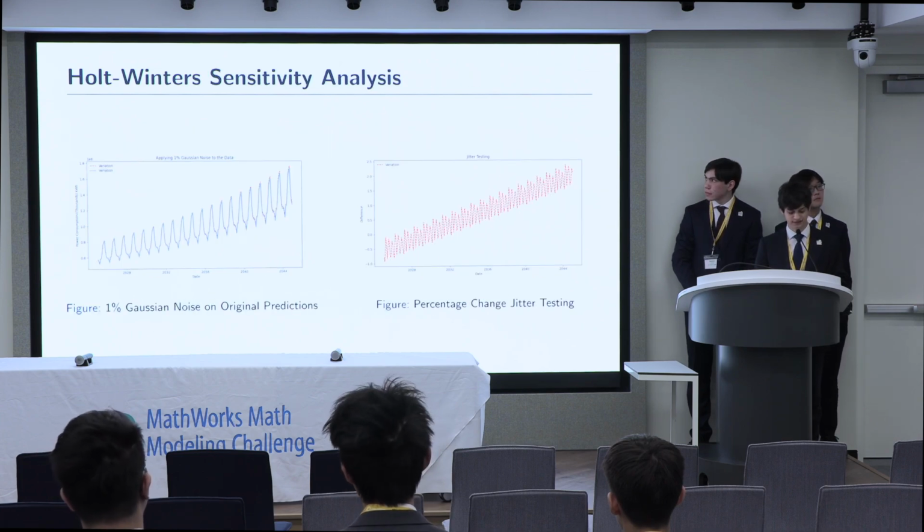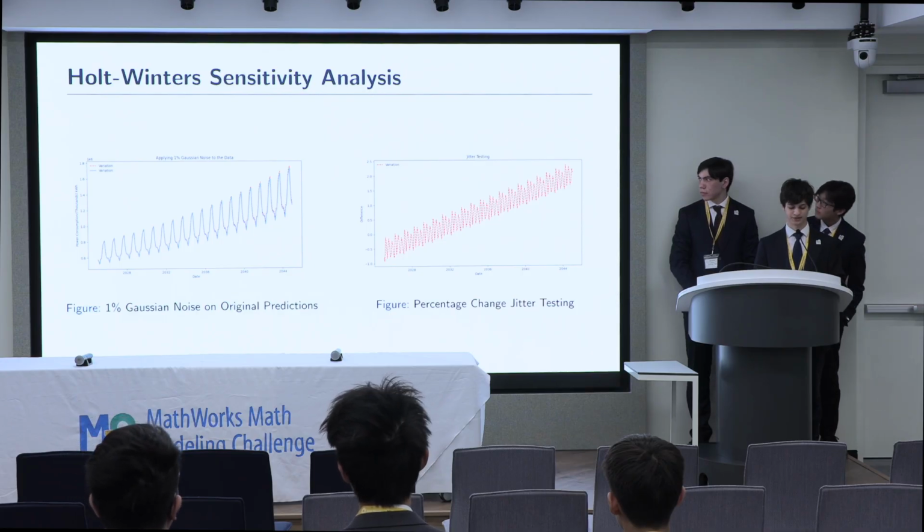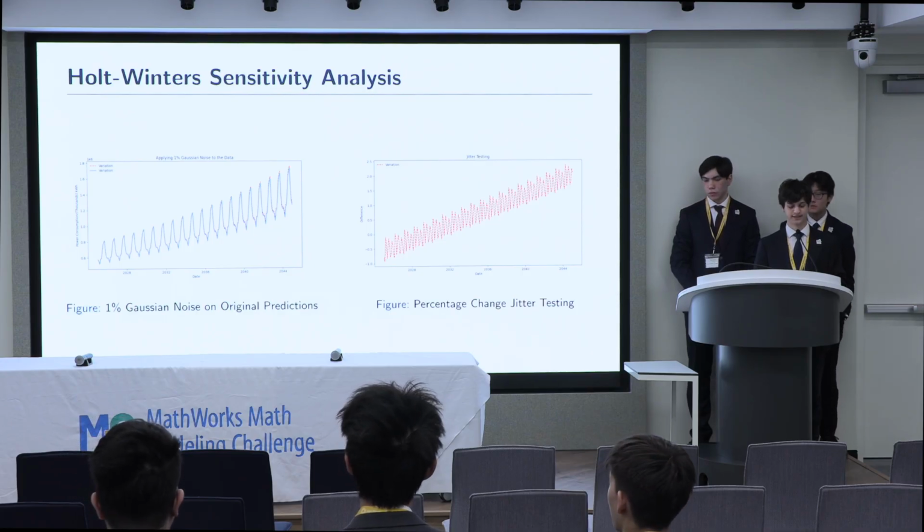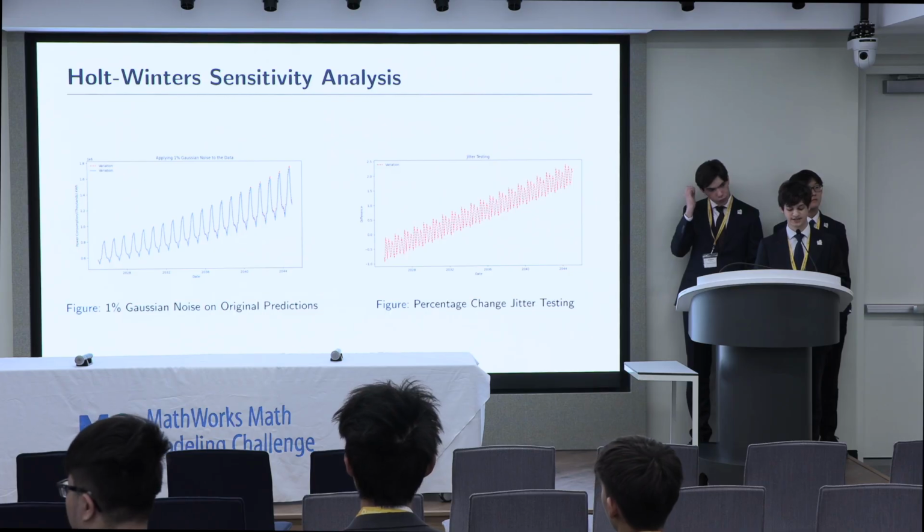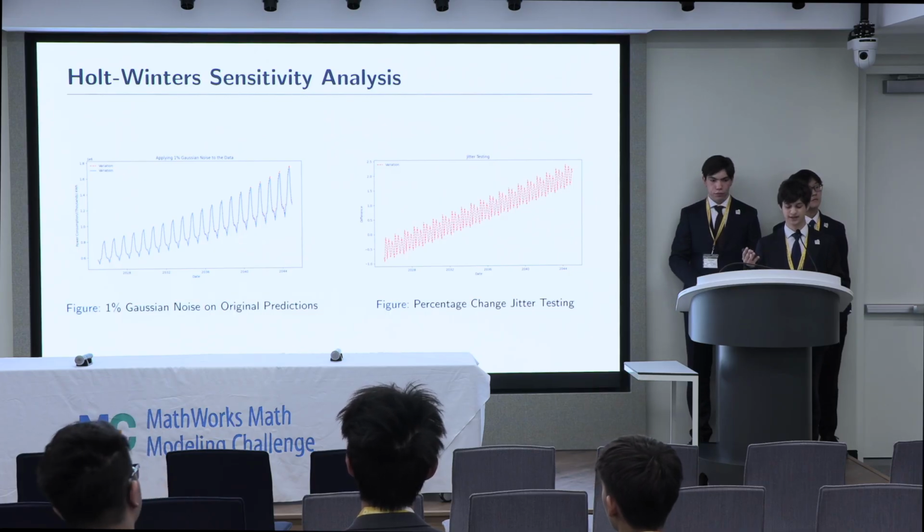To analyze the sensitivity of our model, we applied plus or minus 1% Gaussian noise and forecast for 20 years. This yielded an R-squared value of 0.9975. The fact that this is so close to 1 indicates that the model is resilient and precise.